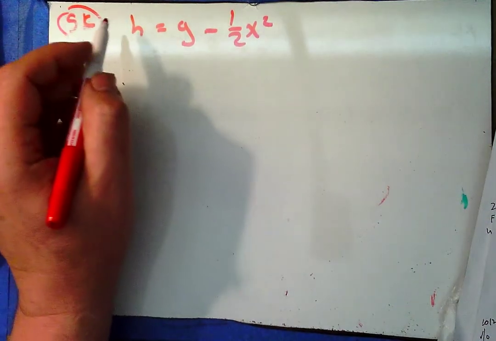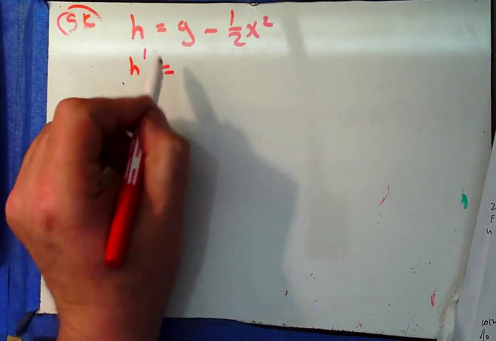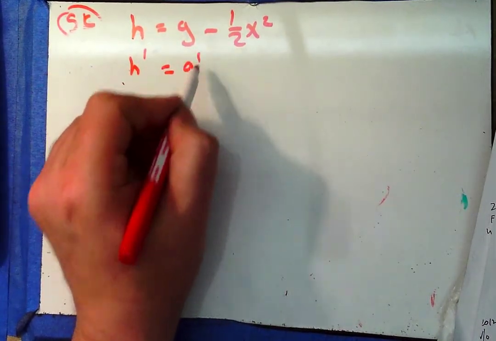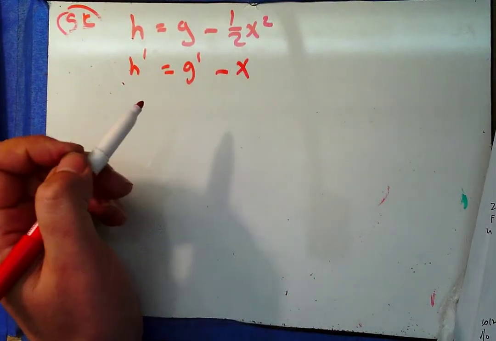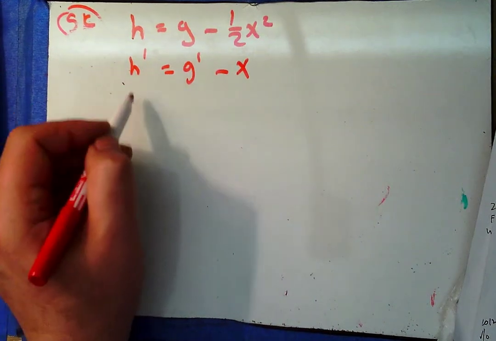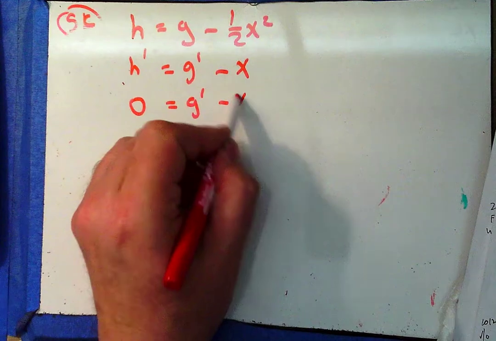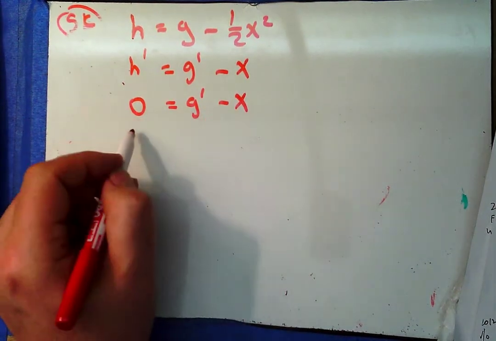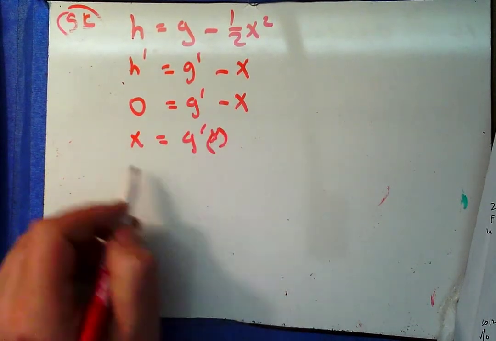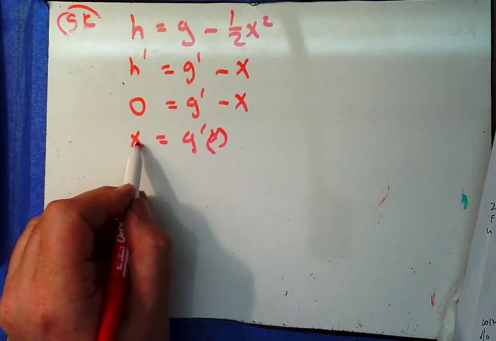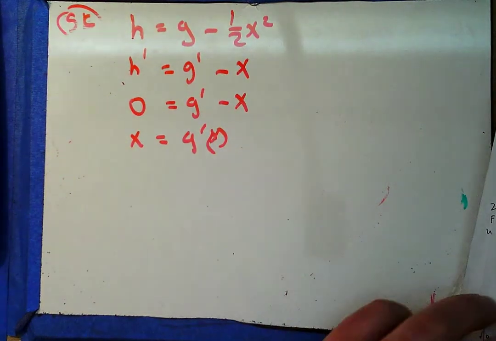explain your reasoning. So I know in order to find critical points, I need h prime, which means I need to take the derivative of both sides. So that's g prime minus x. So I want to set h prime equal to 0. So g prime minus x. I still don't know. But if I add x to both sides, then I see this. When does the x value equal the y value on the g prime graph?